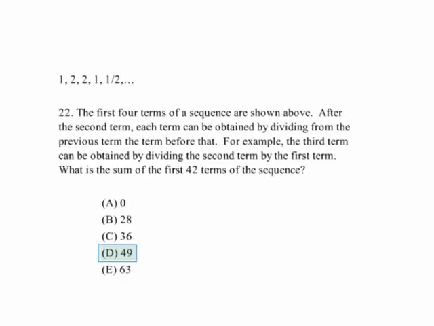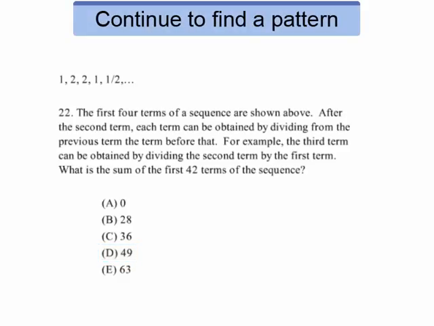Okay, here we're given a sequence, and we're given the first 4 terms of the sequence, and it says that after the second term, each term can be attained by dividing from the previous term the term before that. For example, the third term can be attained by dividing the second term by the first term. Okay, you can see that we're doing this.